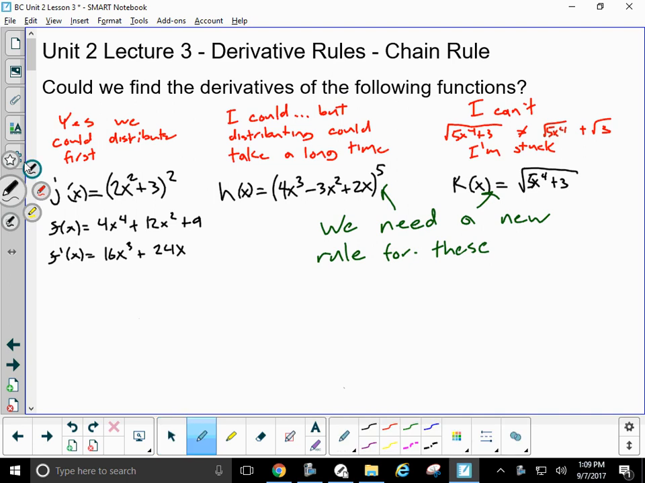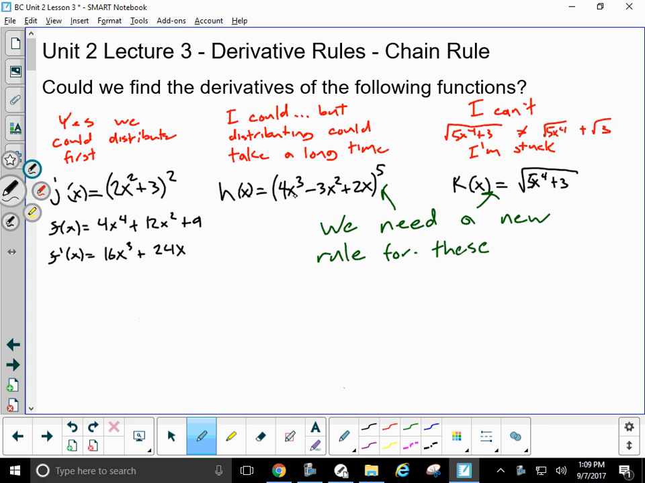All right, we look at these three functions, and the question is, can we take the derivative of them? Can we find the tangent slope generator of them? And j of x here, 2x squared plus 3 squared, you know we can distribute this one first and then take the derivative, no problem.